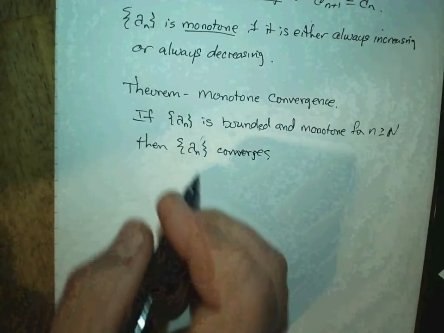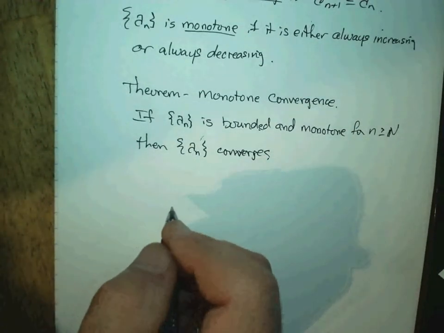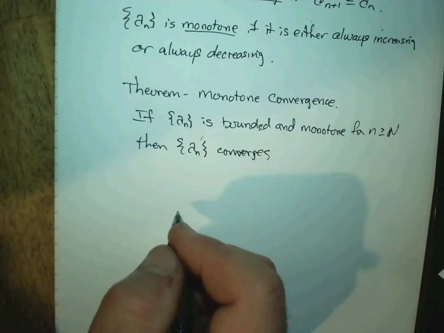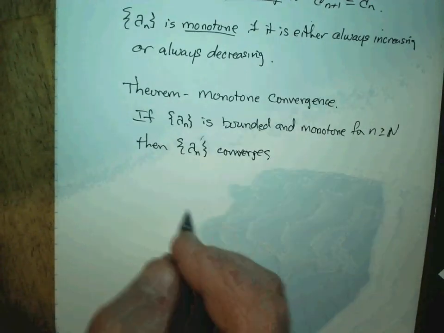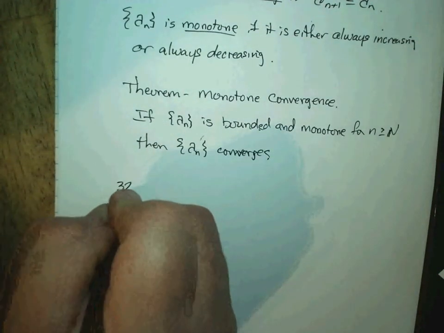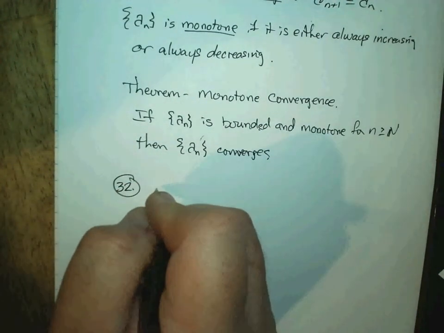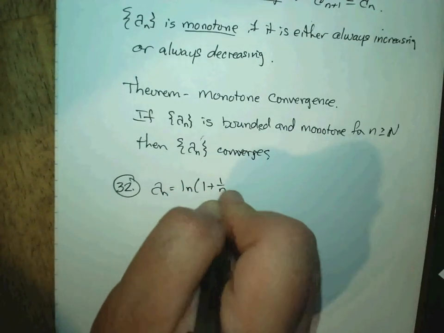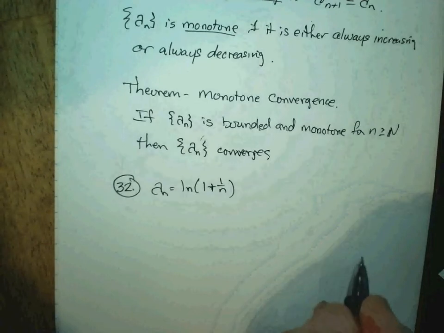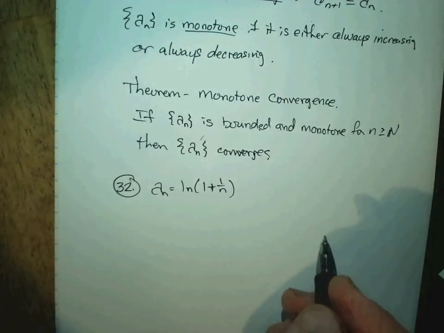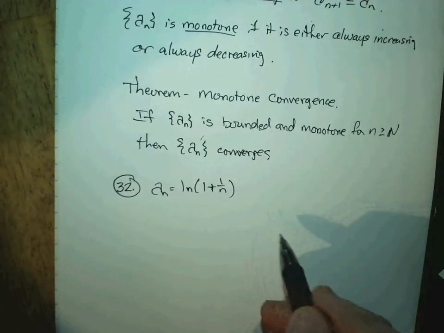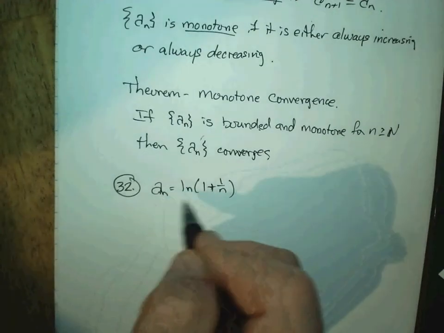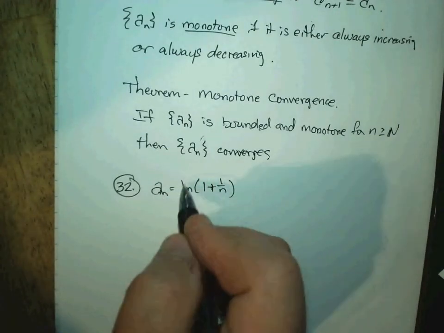So let's look at a couple of examples of how we might deal with this. Problem number 32. State whether the sequence is bounded and whether it's eventually monotone, increasing or decreasing. So the terms we have here, a sub n is the natural log of 1 plus 1 over n. Okay? So is this bounded?